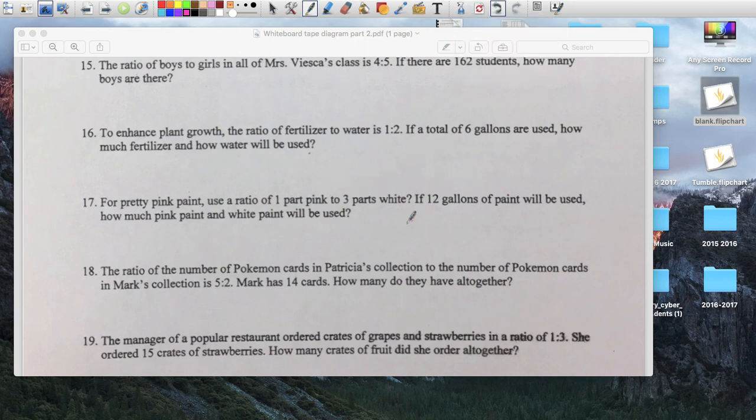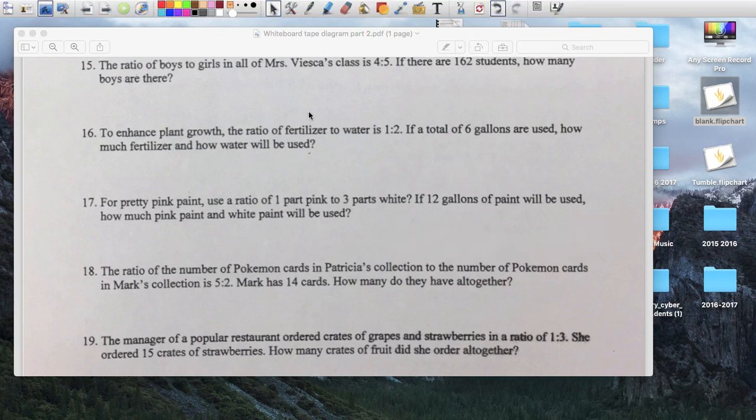Pretty pink. The ratio of pink and white is 1 part pink, 3 parts white. 1, 2, 3. If 12 gallons will be used, how much pink and how much white? Well, if I'm adding this one and these 3 boxes, they have to give me a total of 12. So what number can I put in each of these boxes so I get a total of 12? That has to be 3, because 12 divided by 4 boxes is 3. So I can clearly tell that 3 parts pink and 9 parts white was used to create that pretty pink.